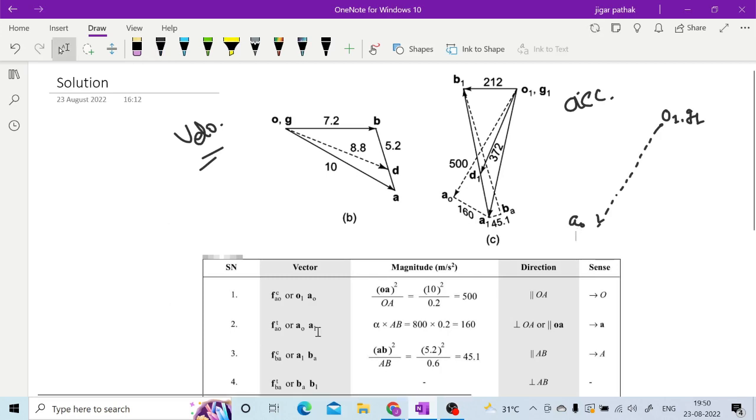Right, O1 to AO. This is nothing but centripetal. As you can see here, they have calculated it by V square by R. V you have already calculated from your velocity diagram, right? And the link length is given.